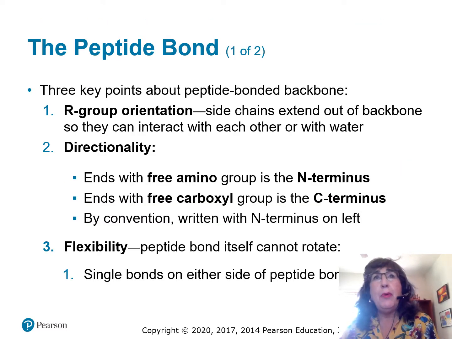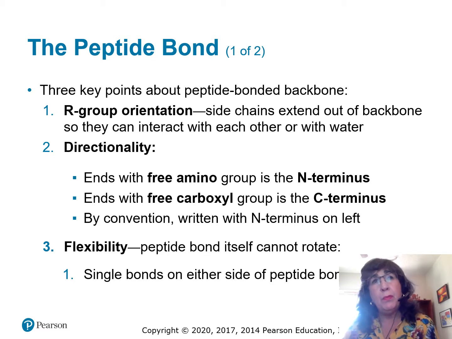There are three key points about peptide bonds. First is the R group orientations. The side chains extend out when one amino acid starts attaching to another, and because of this, they can start reacting with each other. There's also directionality of a protein. In fact, one side is the nitrogen terminus, which has the amino group, and the other side is the carbon terminus, which has the carboxyl group.